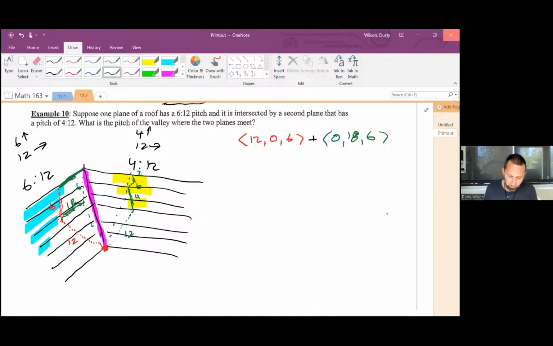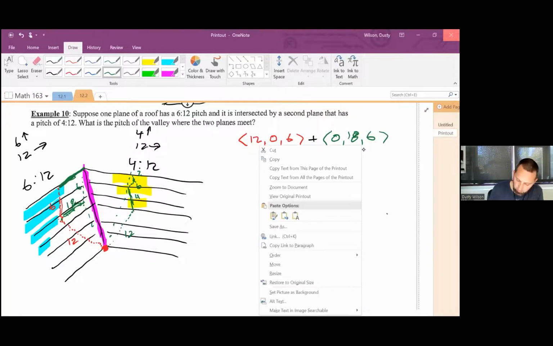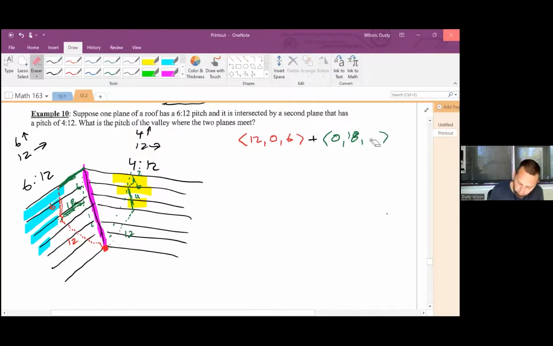I don't need a 6 in the end. So together, these are getting me to that end point. So I have 12 along the horizontal, don't go any in the y direction, then go up 6. To continue on to figure out where I would be on the other plane, I wouldn't go any farther in the x direction, but I'd have to go 18 in the y to have made it up a height of 6.